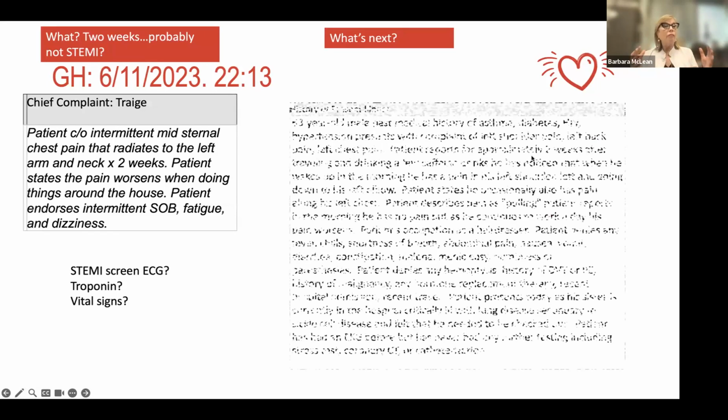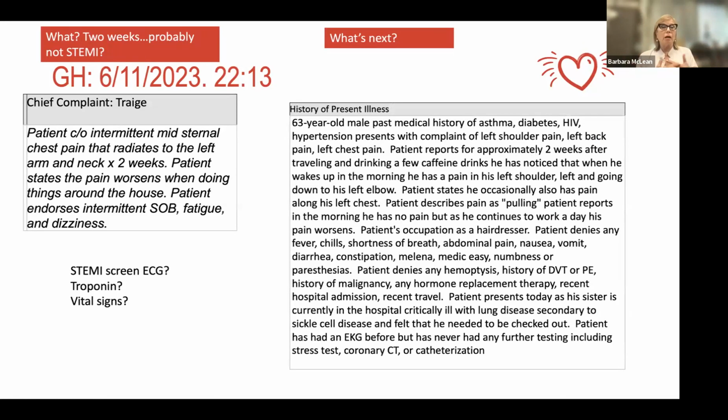And then we get a fuller note. This is the first resident physician who writes a note saying, here's our 63-year-old man who has a past medical history of asthma, diabetes, HIV, hypertension, who presents today with complaint of left shoulder pain, left back pain, left chest pain. He's had that pain for 2 weeks, and he's had it because he was traveling and because he's drinking caffeine drinks. And he noticed that when he wakes up in the morning, he's got this pain in his shoulder. It's left, and it's going down to his left elbow. It's kind of a weird description, right?